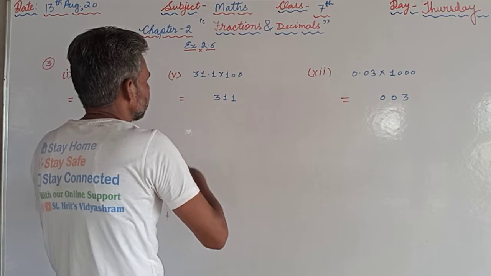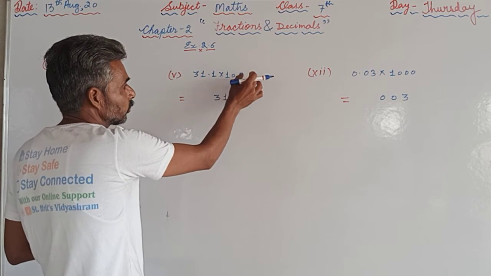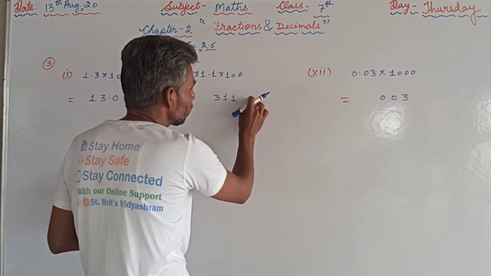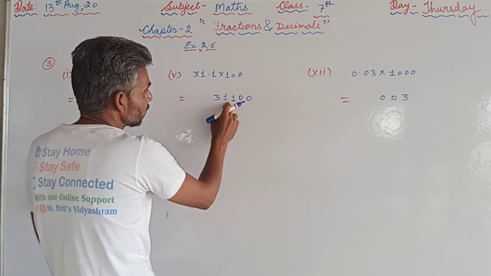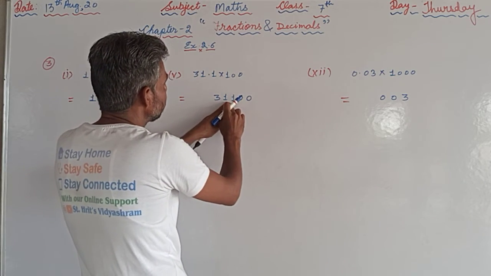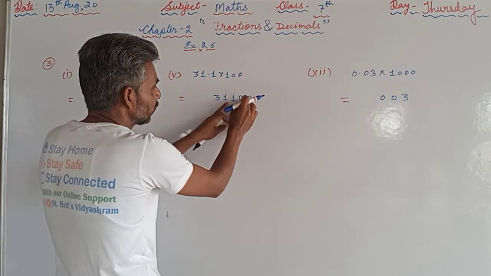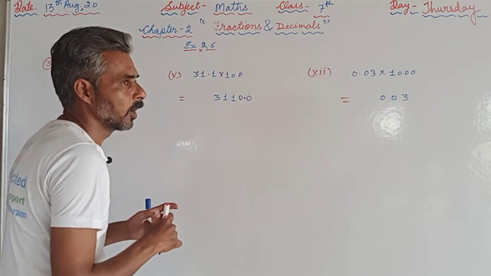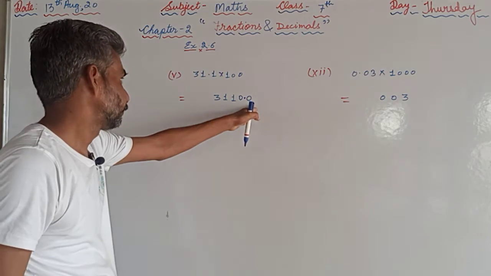Similarly here, the decimal is here, and how many zeros are there? 2 zeros are there, so the decimal will move towards the right. It will move here, here, but nothing is there, so we will place some zeros. The decimal was here. From here it will move 2 places. Why 2 places? Because 2 zeros are there. 1, 2, it will come here. So after the decimal, if nothing is there, then we are supposed to place the 0.